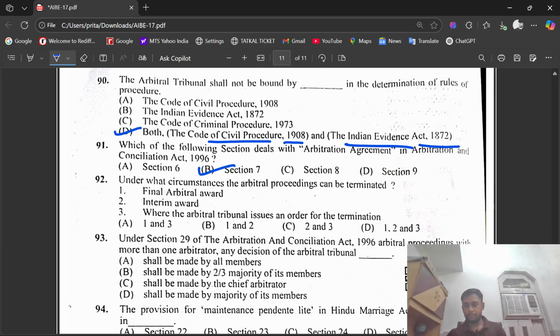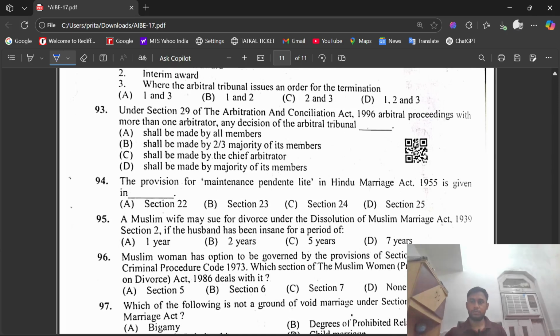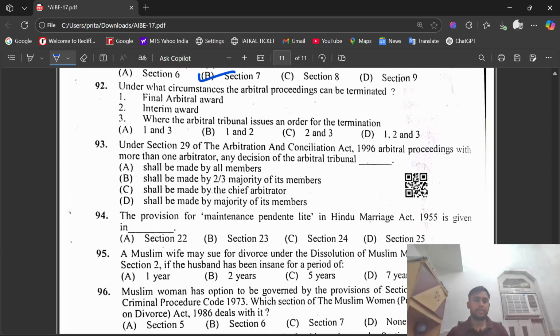Question number 92. Under what circumstances can the arbitral proceedings be terminated? The options: first, final arbitral award. Second, interim award. Third, where the arbitral tribunal issues an order for the termination. The right option is option A, first and third, that is final arbitral award and where the arbitral tribunal issues an order for the termination.